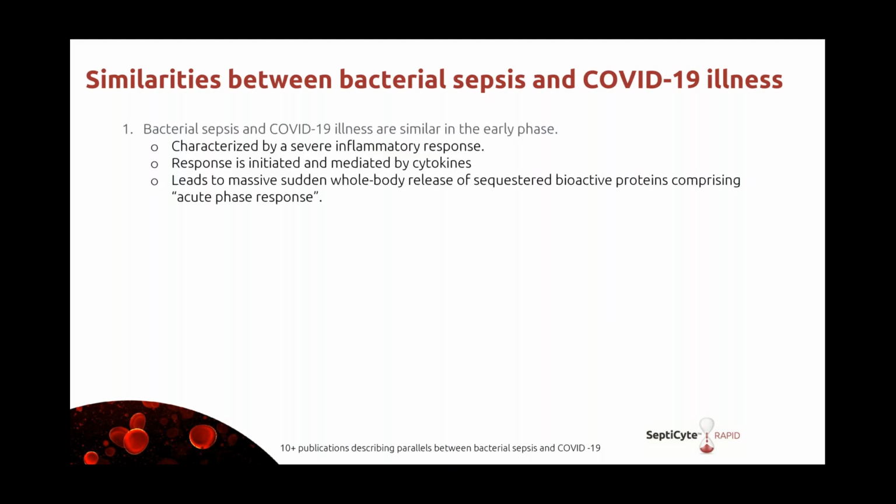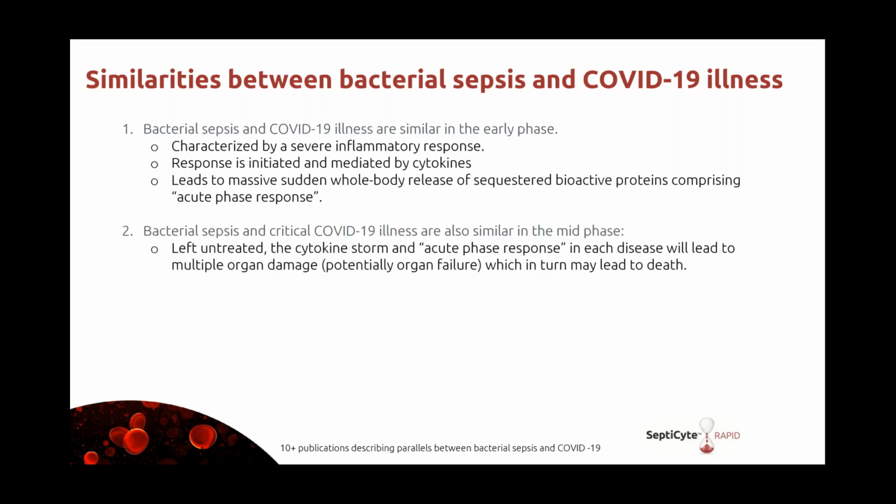Bacterial sepsis has been described as 3 phases. There's an early phase, and when one looks at COVID-19 and bacterial sepsis, there are marked similarities in the early phase. It's characterized by a severe inflammatory response. It's a response that's initiated by cytokines and may lead to a sudden whole body release of bioactive proteins called the acute phase response.